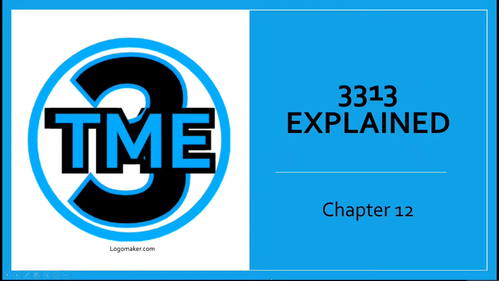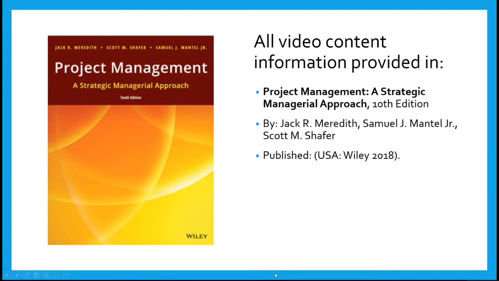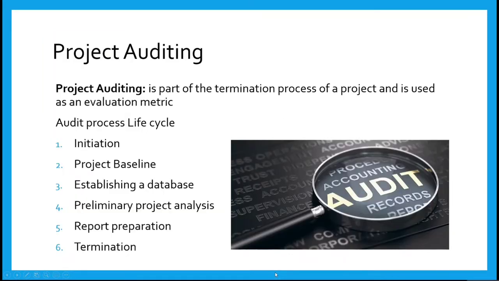Today we're going to discuss Chapter 12, the purpose of project auditing in TME 3313. Auditing is an intricate part of the termination process of a project and is used as an evaluation metric. The audit process lifecycle consists of initiation, project baseline, establishing a database, preliminary project analysis, report preparation, and termination.